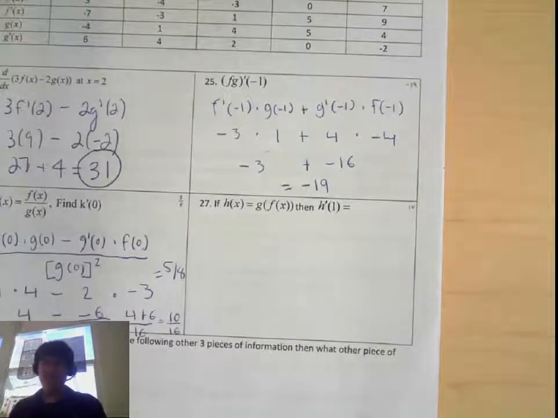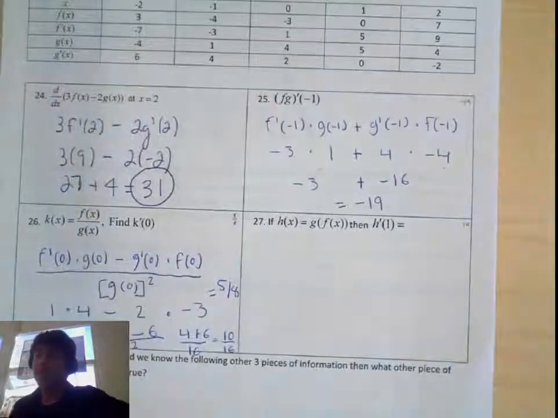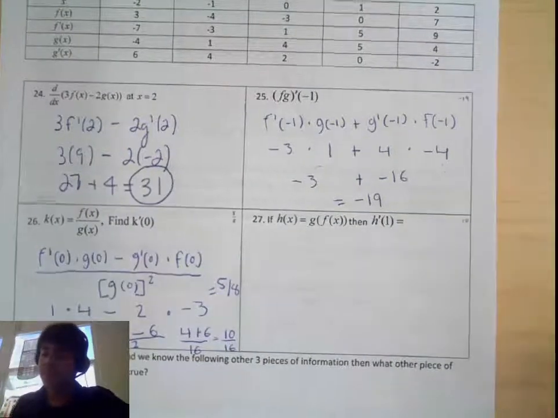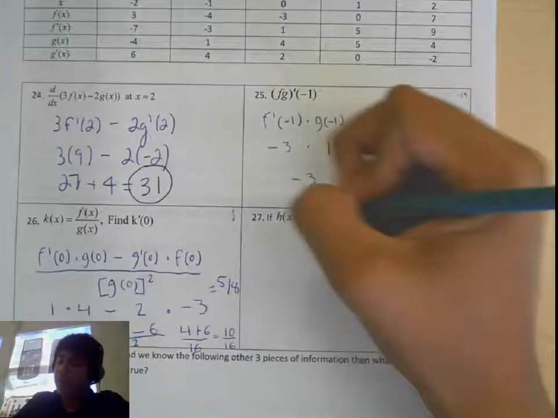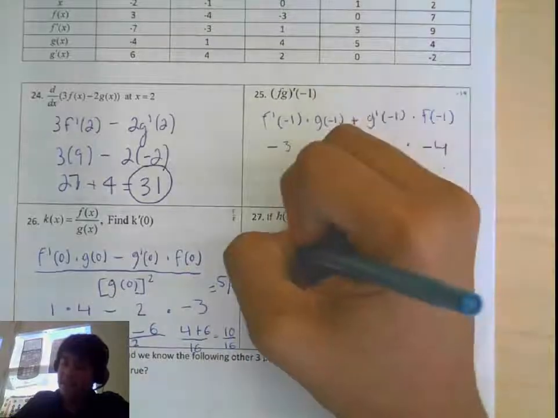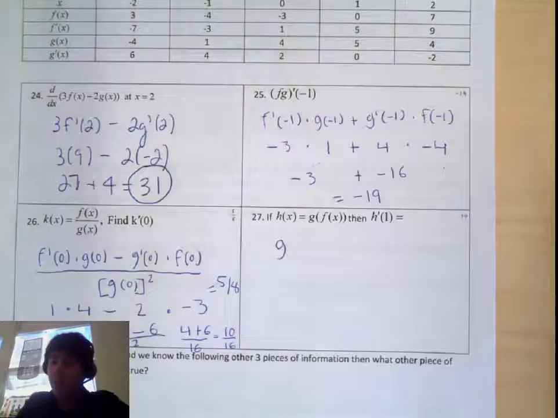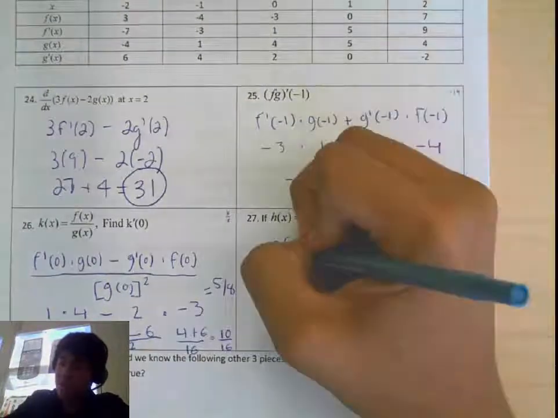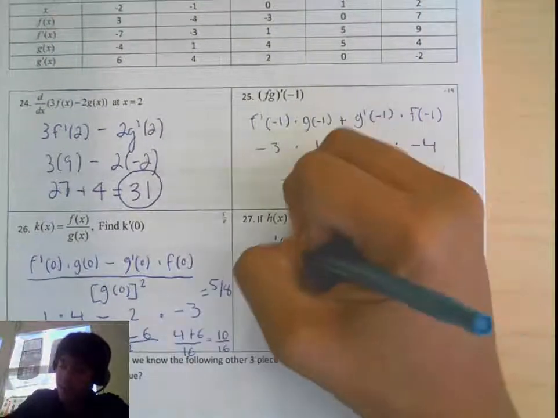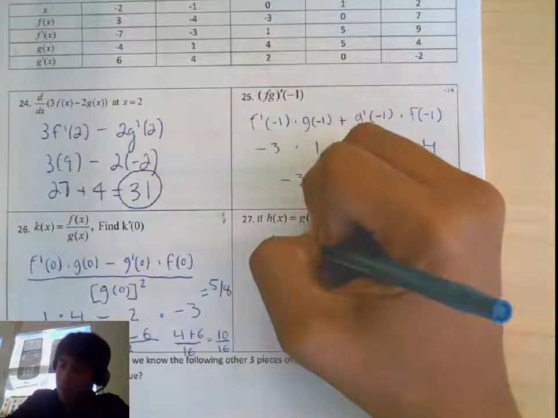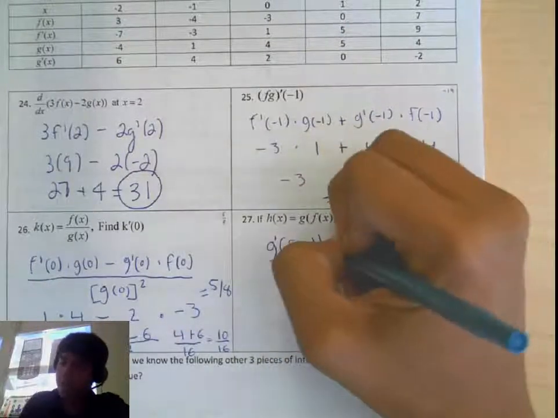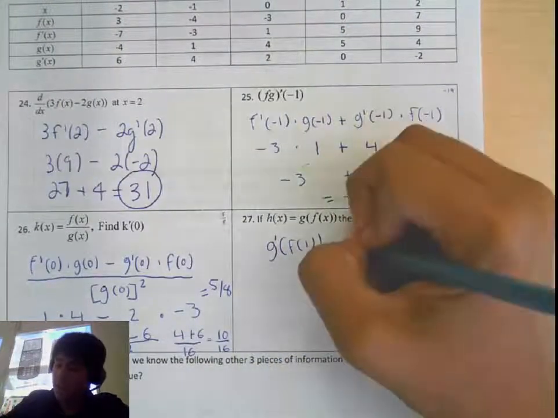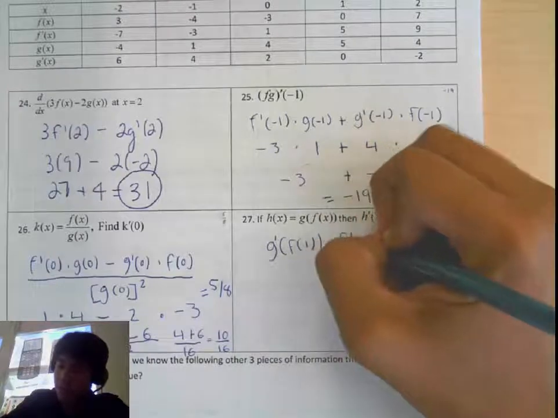Now for the last one, we have to use chain rule. So what we have to do is get g prime, which is the outside to the inside, which is g prime of f of 1 multiplied by f prime of 1.